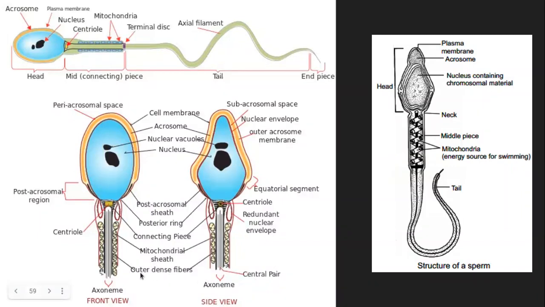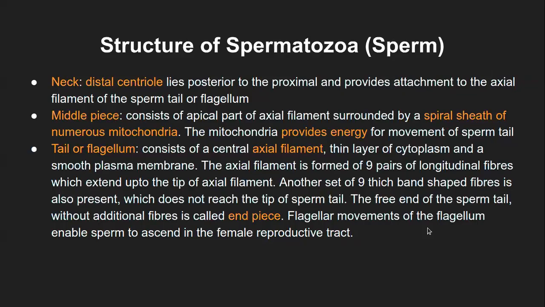Here you see this outer dense fibers, but this is overlapping with the mitochondrial structure, so you may not be able to visualize this, so don't look at this part. But this outer dense fiber is exactly what is meant by this another set of 9 thick band shaped fibers. And like it is said, which does not reach up to the tip of the sperm tail, they do not go until the end, they are just broken somewhere in the middle, and the sperm tail is continued forward.